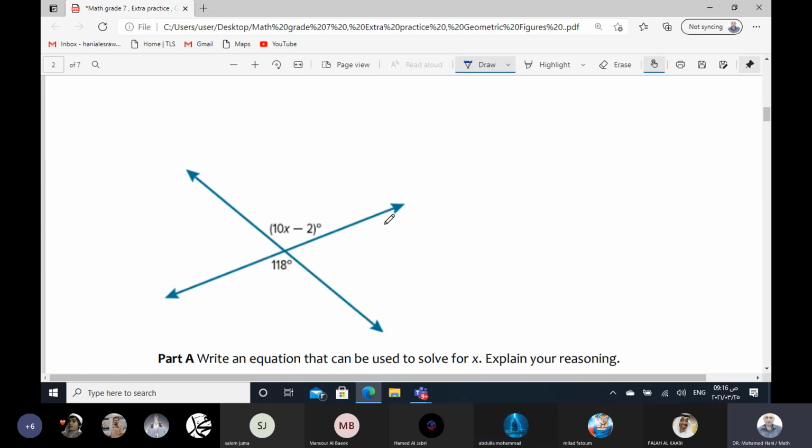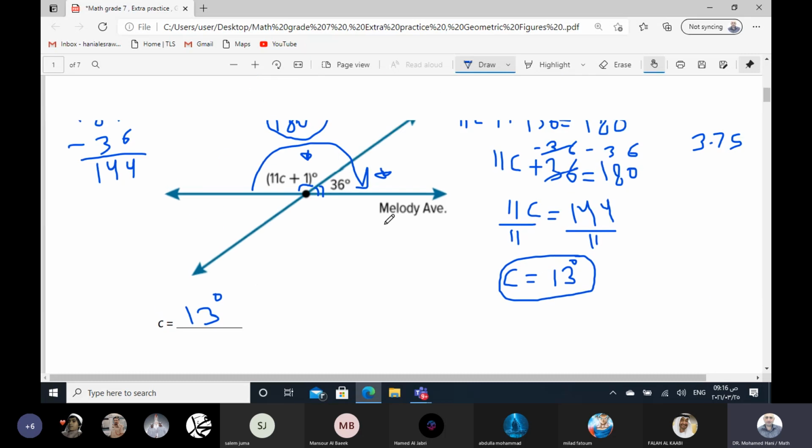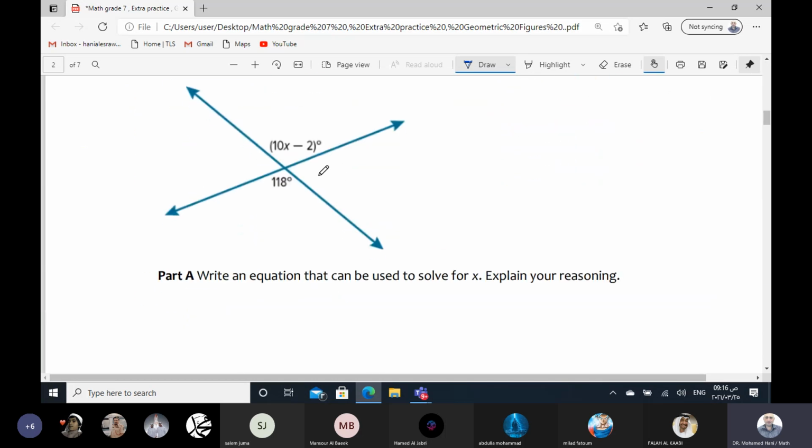Okay, thank you. Now, this case is different from the first case. Here we have a straight line, and here the two angles are adjacent. So we can write the sum of the two angles, and we will get 180. But in this case, what is the type of the two angles here? Is it vertical or adjacent? Vertical. It's vertical. We cannot write here that the sum of the two angles equals 180 because they are not adjacent here.